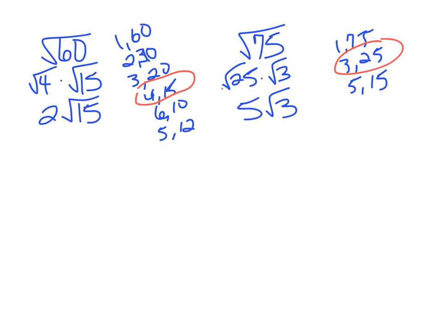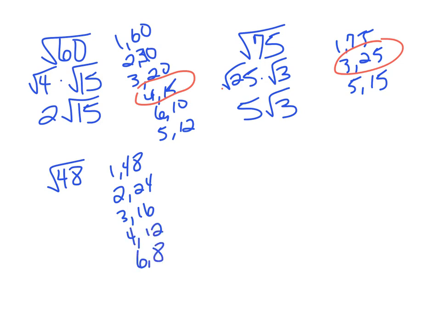All right, square root of 48. If I were to list all the factors of 48, you're going to see that this one becomes slightly more complicated because there is more than one perfect square in its list of factors. There's a 4 and there's also a 16. If there's more than one factor that's a perfect square, you want to choose the largest one. For that reason, I'm going to use the 3 and 16, not the 4 and 12.